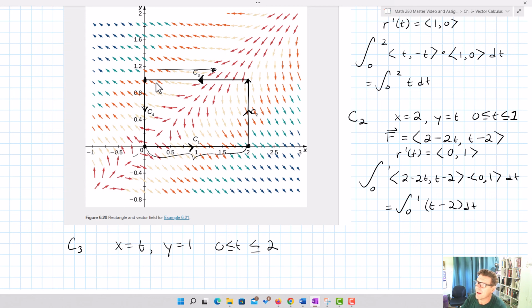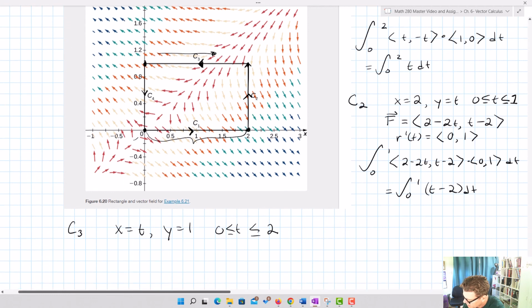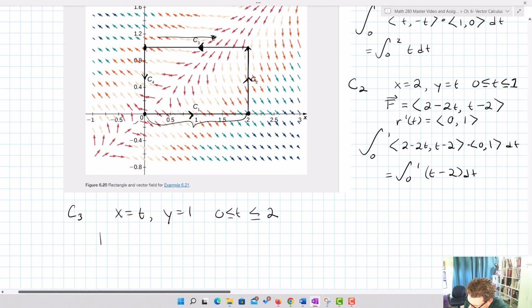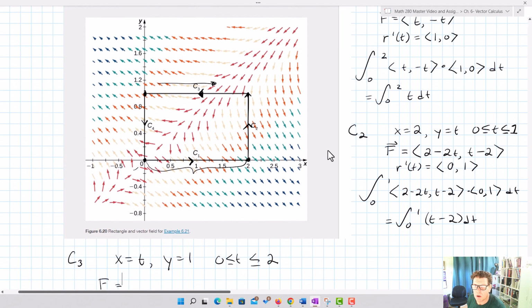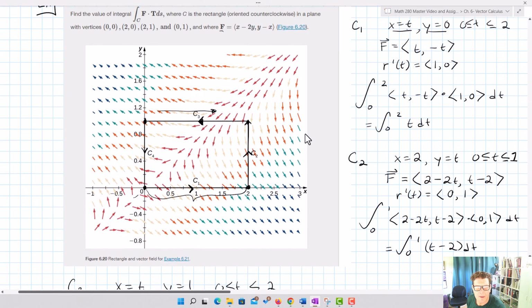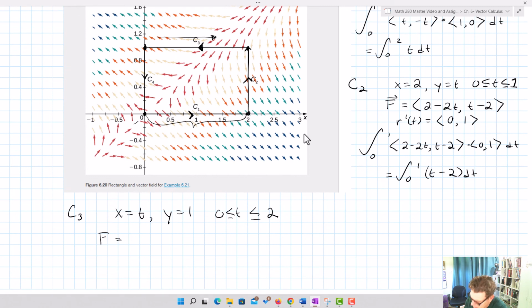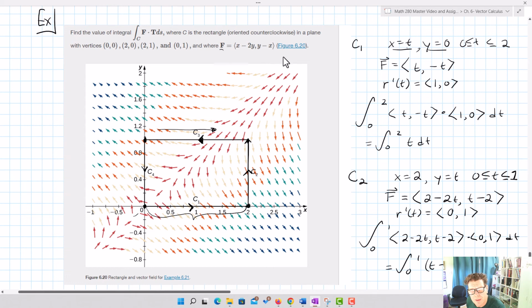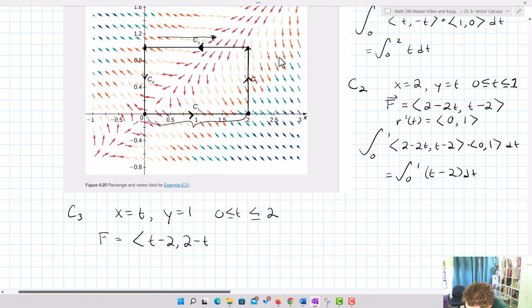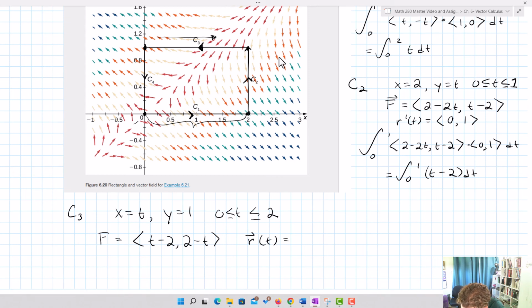We're going to use that property that tells me that for the integral I'm looking for, if I take its opposite orientation, I just have to make it negative. And then I get the actual orientation that I want. So what we're going to do here is find F. F is going to equal t minus 2 comma 2 minus t, and r prime of t is going to equal 1 comma 0.